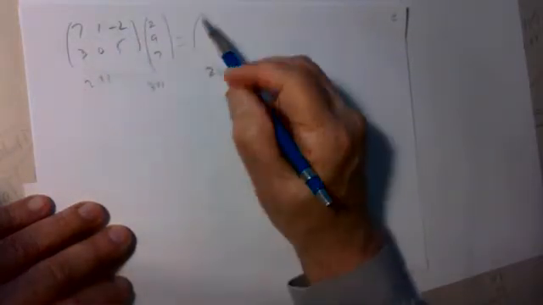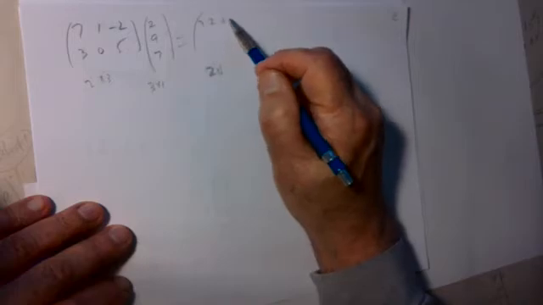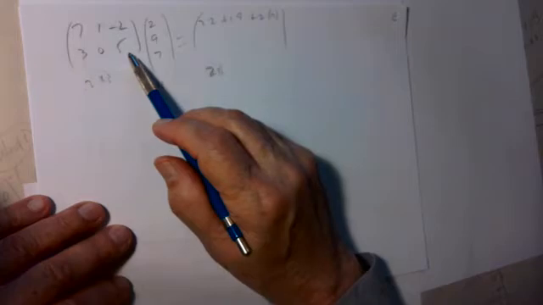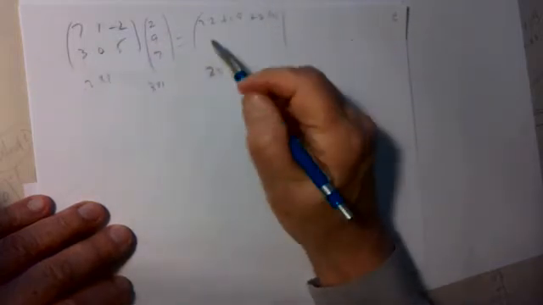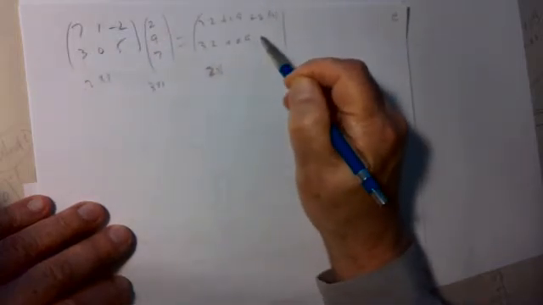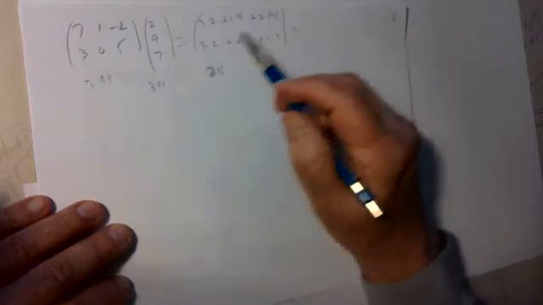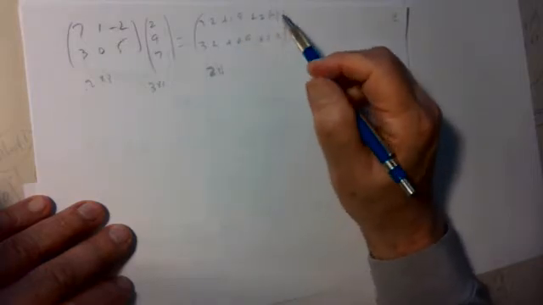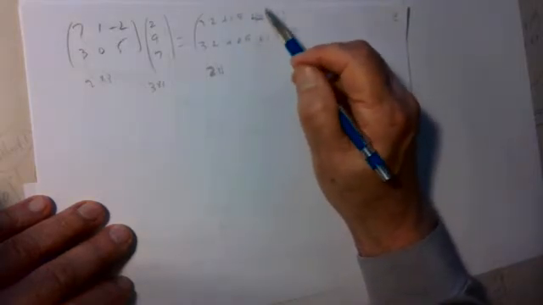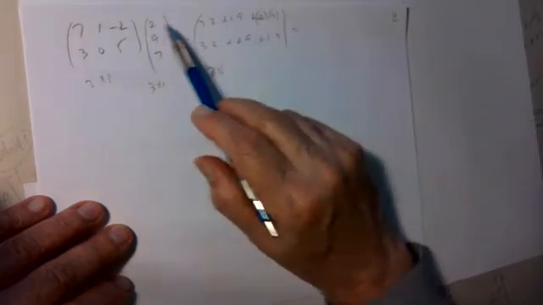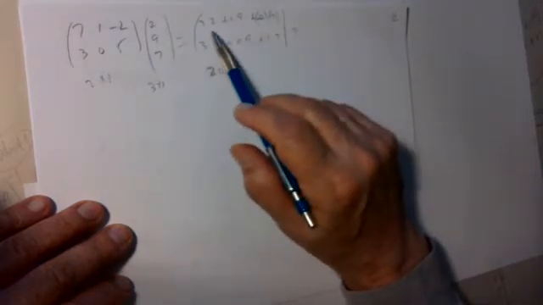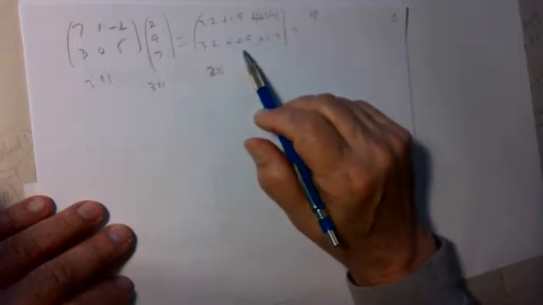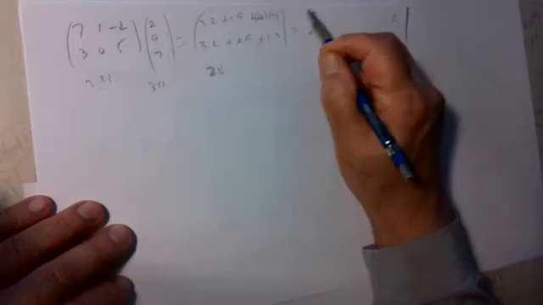This is going to be 7 times 2 plus 1 times 9 plus minus 2 times 7. And the second entry, you take the second row into the first column, the only column: 3 times 2 plus 0 times 9 plus 5 times 7. So 7 times 2, 1 times 9, minus 2 times 7: 14 plus 9 minus 14 is 9. And this is 6 plus 0 plus 35 is 41.